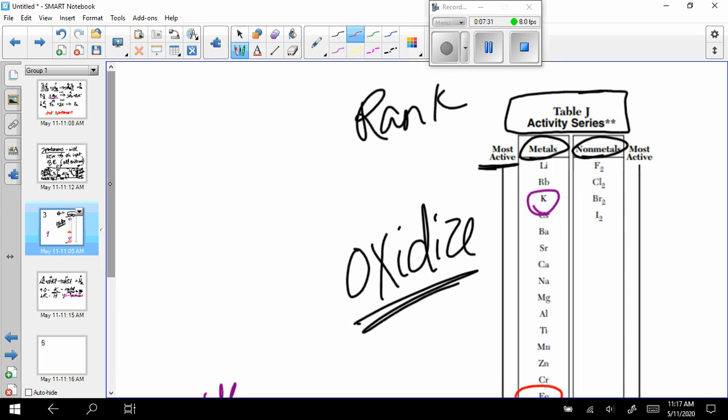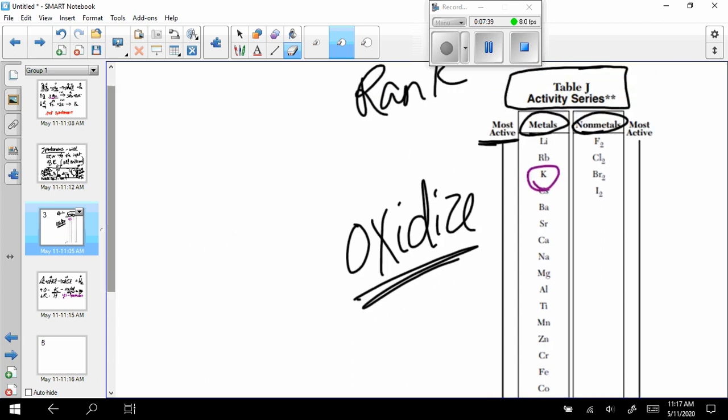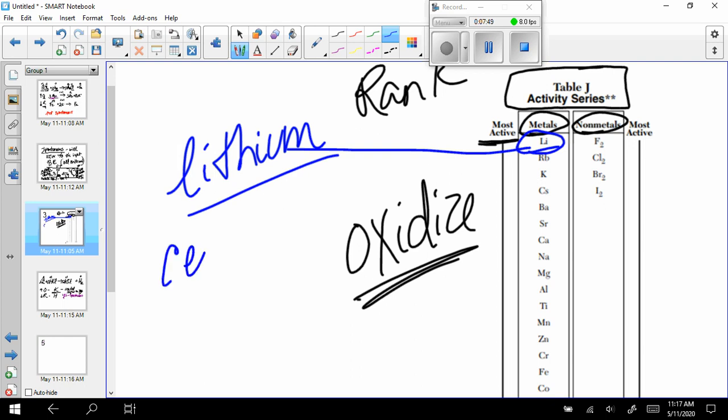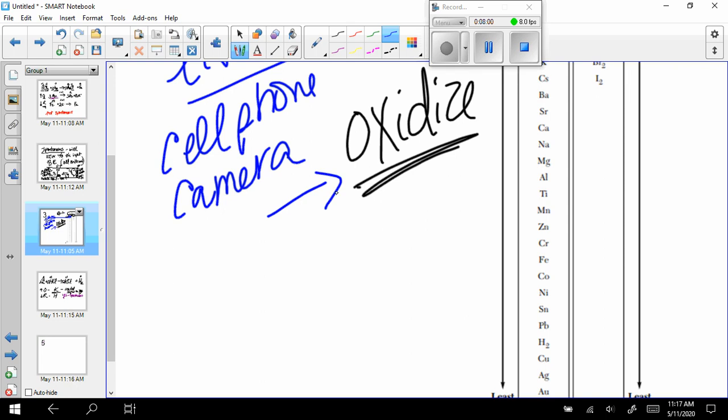So I want to go back here to my chart and talk about how this relates to metals that you know. First of all, a metal like Li, lithium, is used in batteries that need a lot of power. So your cell phone battery, and if you have a really nice camera, your camera battery is a lithium battery, which means it is very likely to oxidize. It is a great oxidizer. It will provide a lot of energy by doing spontaneous oxidation.